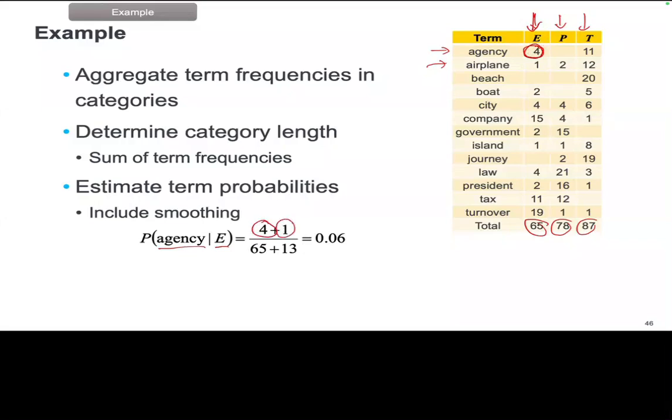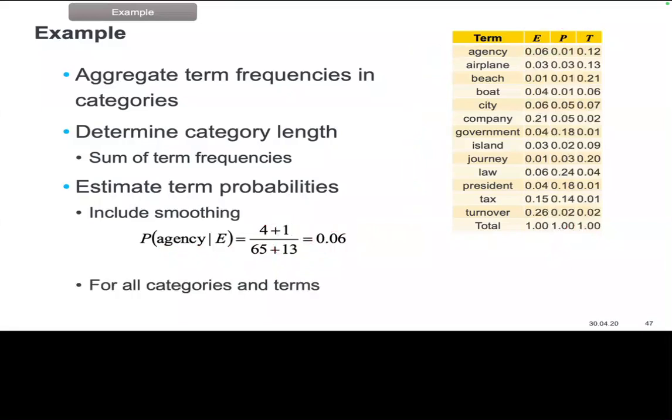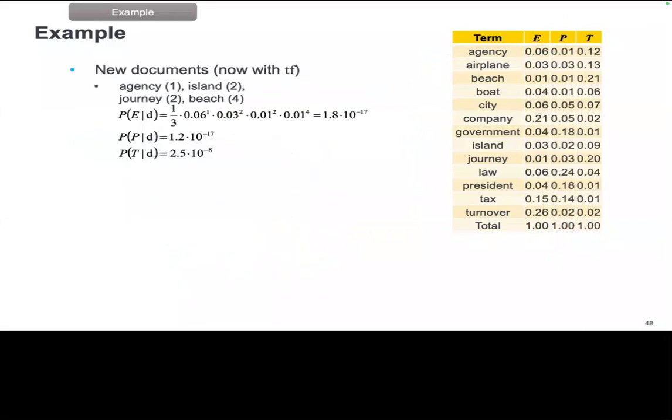We do some Laplace smoothing here. For the Laplace smoothing, we have to consider the number of occurrences of terms in the category economics. And since here we have 13 different words, we have to consider that each of these words got an additional fictional observation. And so, considering this all overall, brings us to a probability for seeing agency in the category of economics with a relative frequency of 0.06. And we have to do this for all categories and terms.